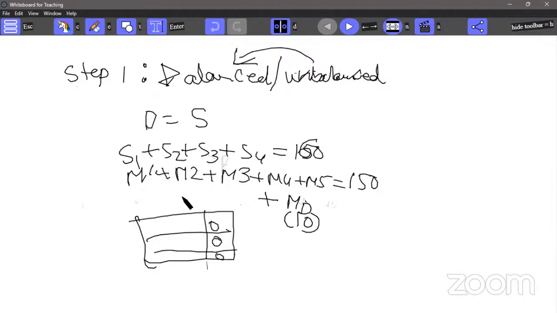So step 1 is to check for a balanced problem or an unbalanced problem. If it is a balanced problem, you can go to step 2. If it is an unbalanced problem, make it a balanced problem and then go to step 2. Is step 1 clear? Yes, ma'am. Okay, now step 2.